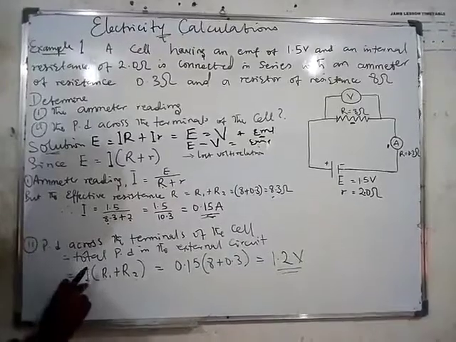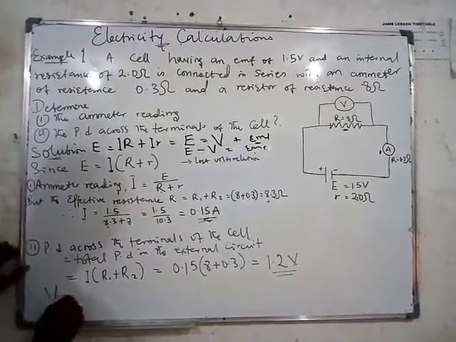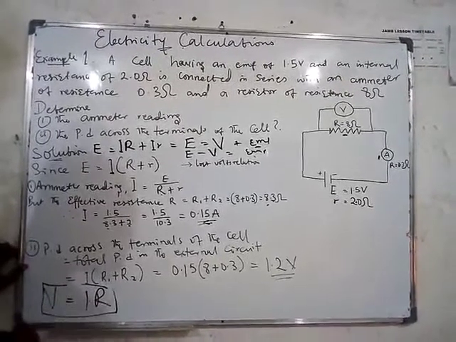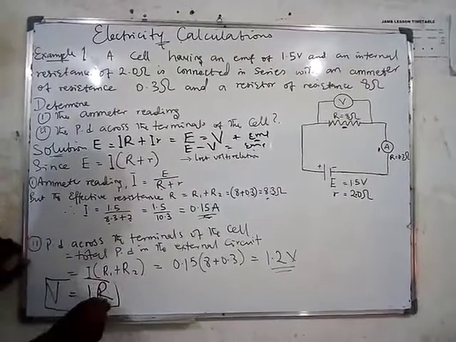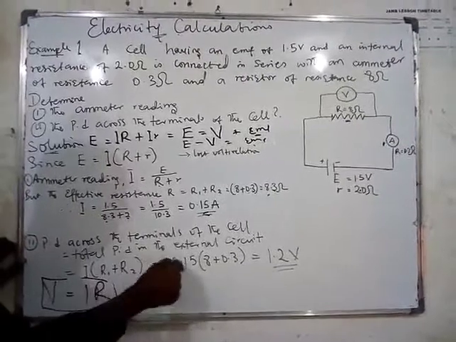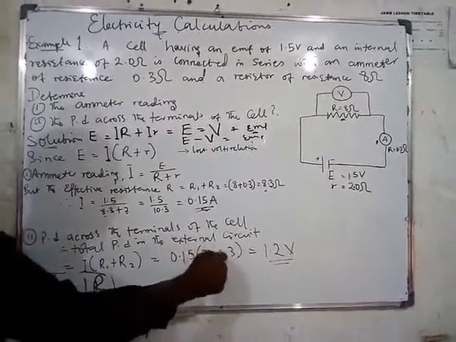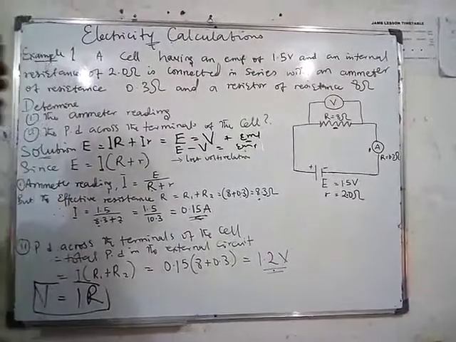IR. That is current times resistance. We know that potential difference V is equal to IR, is it not Ohm's law? So potential difference is equal to I times the effective resistance, which is R1 plus R2, which is equal to 0.15, which is the value of the current we got, times 8 plus 0.3, giving us 1.2 volts. Is that clear?